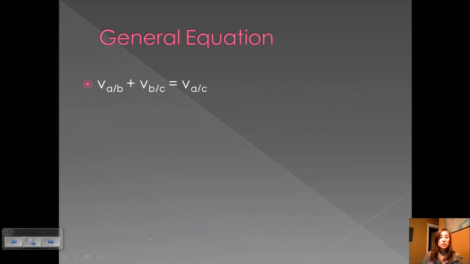So let's look at the general equation that we're going to use for relative velocity. So this is the velocity of object A to B plus the velocity of B relative to C is equal to the velocity of A relative to C. And so basically what's going on is we've got kind of three different situations. So for example, in the first example, we had the road, the bus, and u. And so those three objects would be represented by A, B, and C.